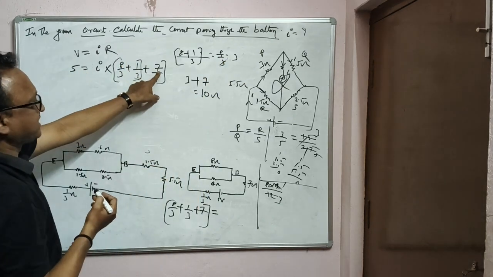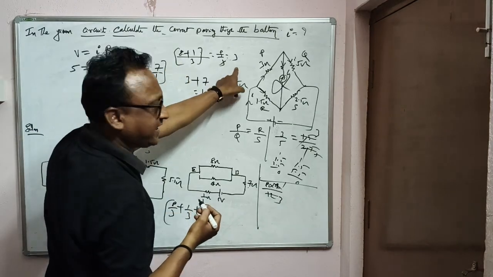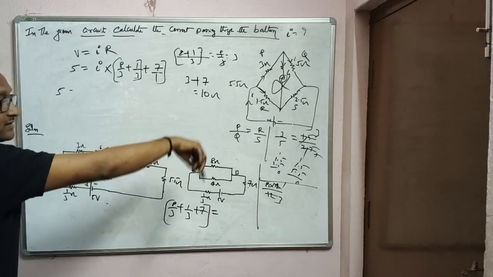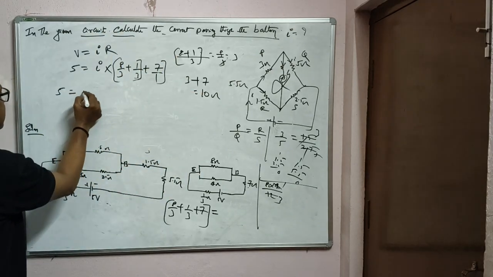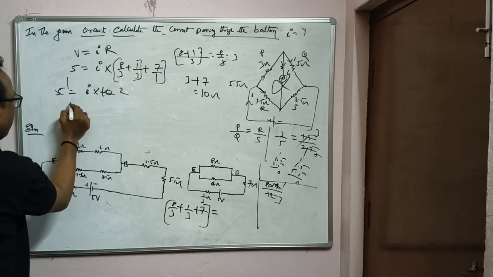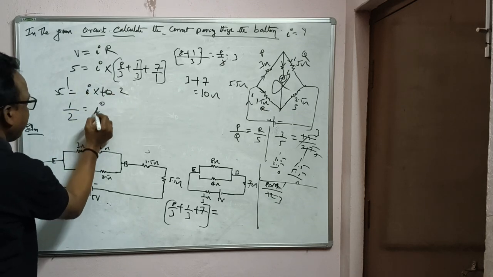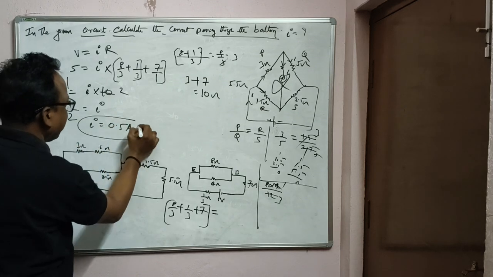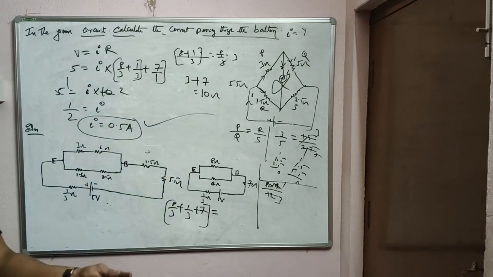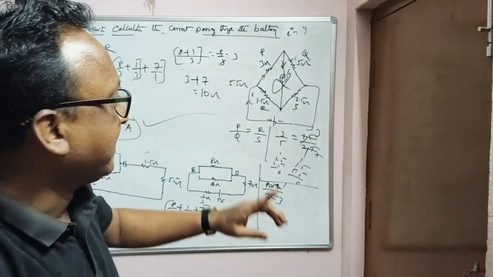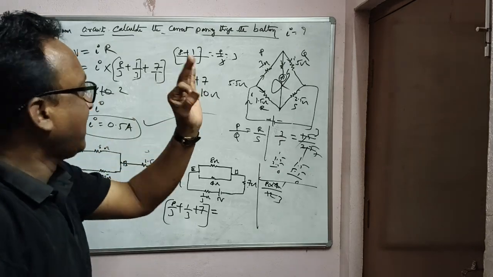Again this one is in series with 7 ohms. So 7 plus 3, again 10. So 10 ohms is the effective resistance of the entire circuit. So 5 volts is equal to I into 10. 5 1s are 5, 5 2s are 10. Or 1/2 is equal to I, or I is equal to 0.5 amperes. So this is the final answer. So the current passing through the battery in the given circuit is 0.5 amperes.